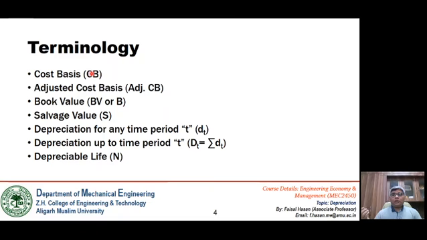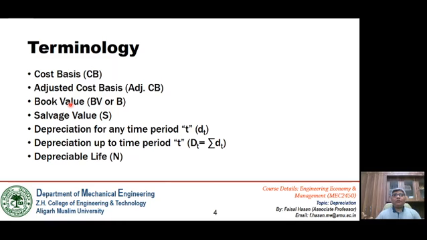Now, apart from cost basis, what do we have? We require certain more costs which are to be added to this cost basis, so that the item may be installed at the respective place. So for the first cost, or the cost at which the item is available, if we add, for example, the transportation cost, the insurance cost, the installation cost, then this is known as the adjusted cost basis. This is denoted by the short form, adjusted cost basis. Book value is represented simply by B or BV.